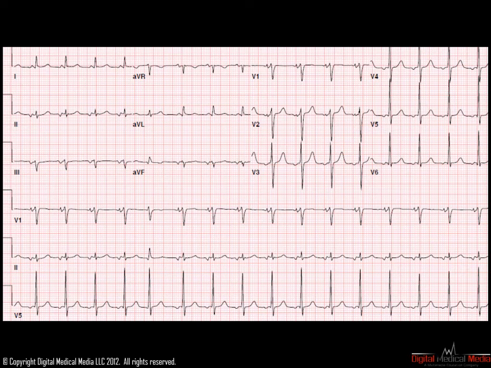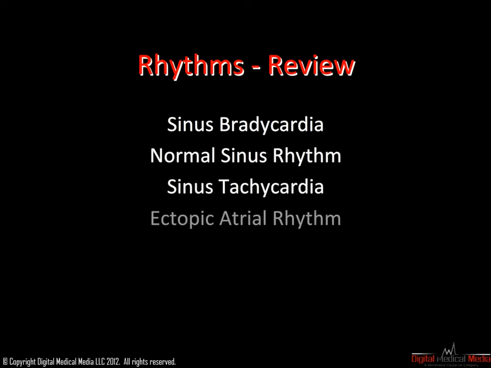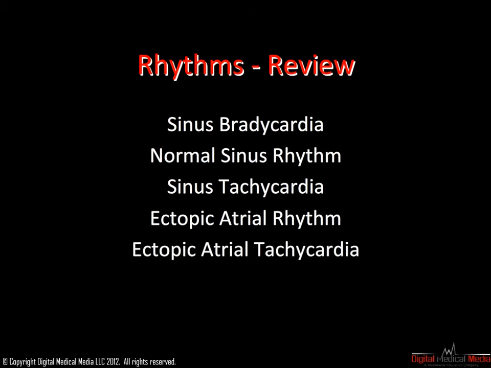Remember that vectors are the most important tool to help in localizing the origin of a rhythm, whether it is in the atria or the ventricles. Let's take a few moments and review what we have learned already. Simply by understanding the heart rate and by looking at the vector of the P wave, we have already learned 5 different rhythms: sinus bradycardia, normal sinus rhythm, sinus tachycardia, ectopic atrial rhythm, and ectopic atrial tachycardia.